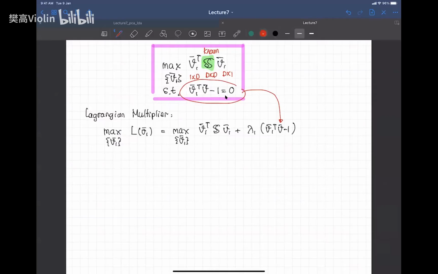Okay, so again, L1 here is actually 1 by 1. So the whole thing here is 1 by 1. This one, the whole thing here is 1 by 1. So in other words, lambda 1 is a scalar. So this one is 1 by 1. This one is 1 by 1.